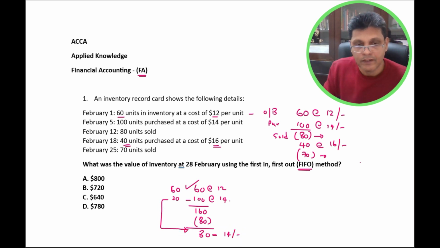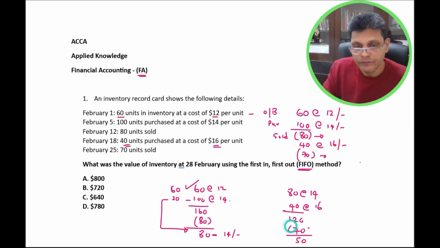Then again they purchase 40 units. So you had 80 units at the rate of 14. Now again on 18th February you purchase 40 units at the rate of 16. Now you have available stocks of 120. Sold 70 units. Now you have a balance of 50.